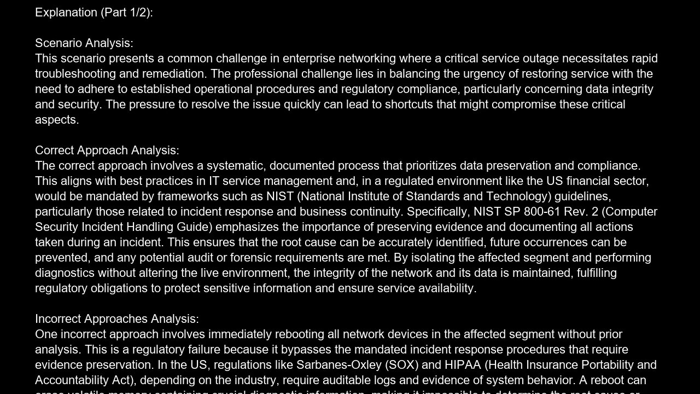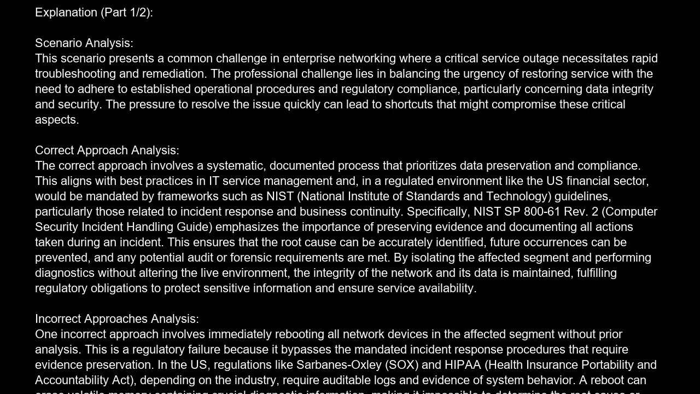The correct answer is C. Isolate the affected network segment and initiate a controlled diagnostic process using network monitoring tools to capture traffic and device states without making any configuration changes to the live environment, while simultaneously preparing a rollback plan for any subsequent remediation steps. Explanation. Scenario analysis. This scenario presents a common challenge in enterprise networking, where a critical service outage necessitates rapid troubleshooting and remediation.